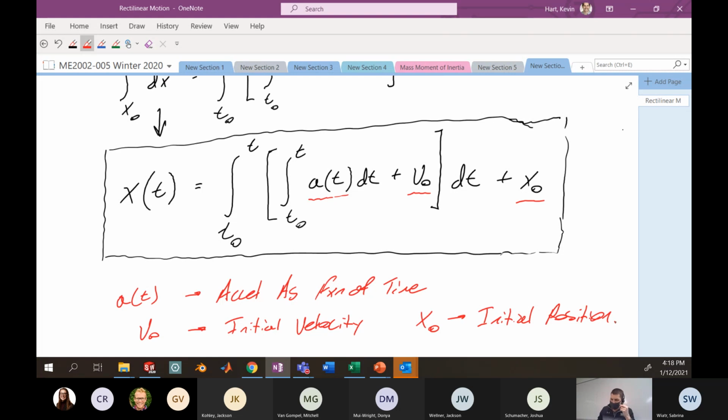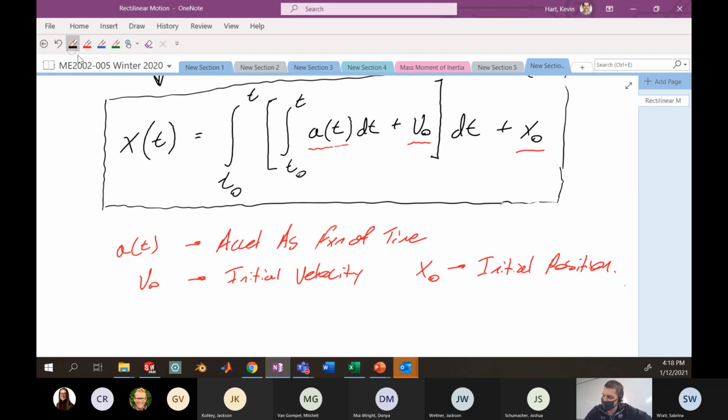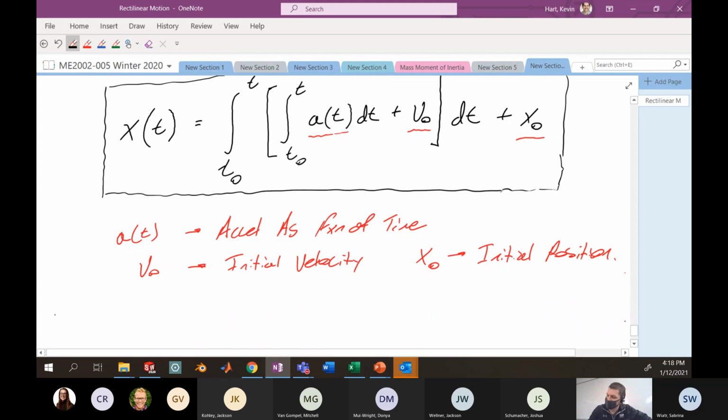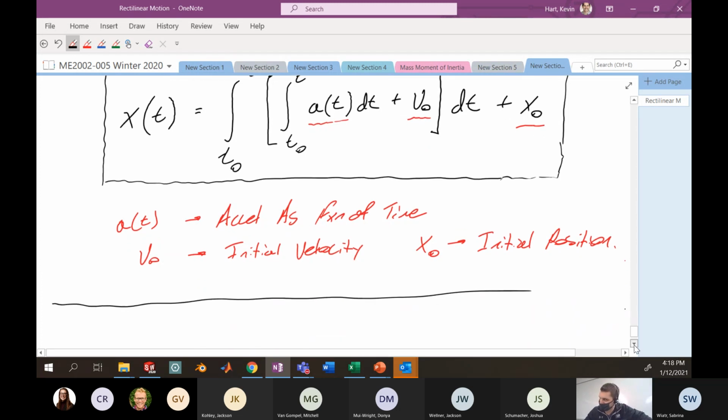After all those double and triple integrals, this should be a cakewalk here, right? Only single integrals? Man, I've gone soft on you guys. All right, so that's if you're given acceleration as a function of time.